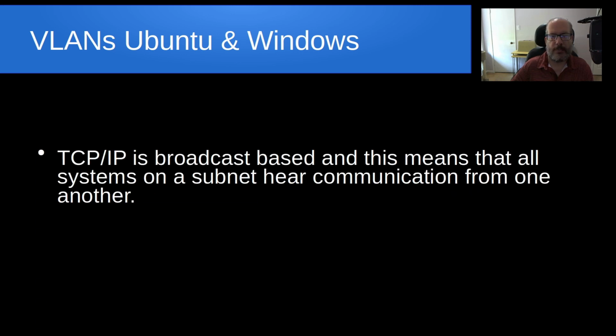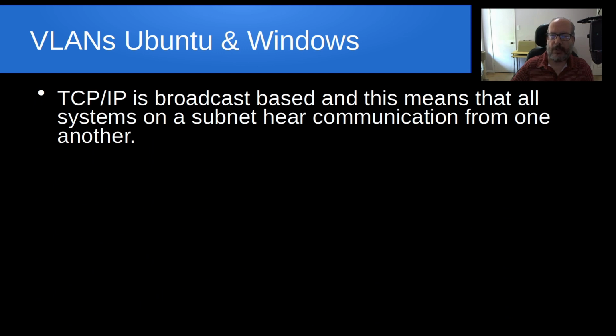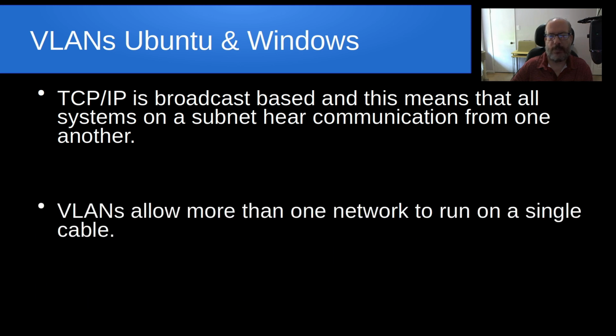So today we want to talk about VLANs running on Ubuntu and Windows, and really talking about how they run on Ubuntu and Windows from the desktop, and more of a home lab situation. TCP/IP is a broadcast-based protocol, and all that really means is that systems on a subnet hear communication from one another. For example, two systems plugged into a switch hear all the traffic from the other system, even though that traffic may not be meant for that other system.